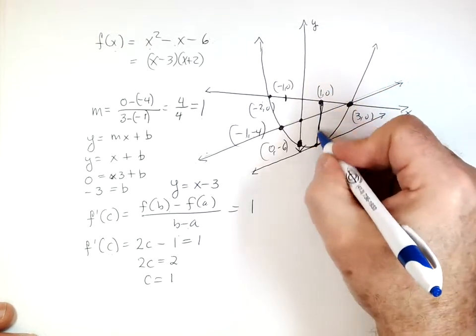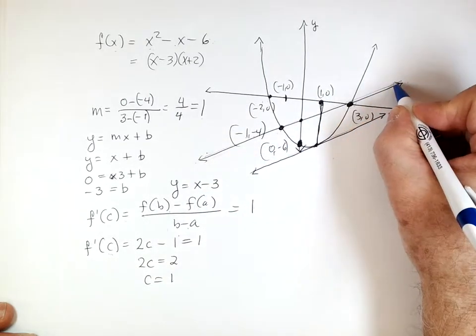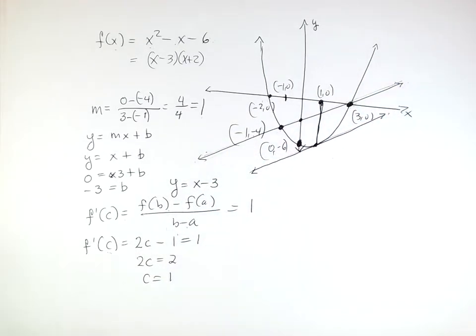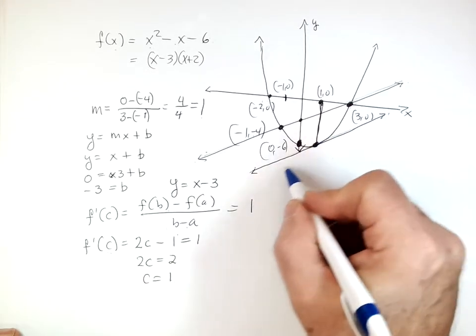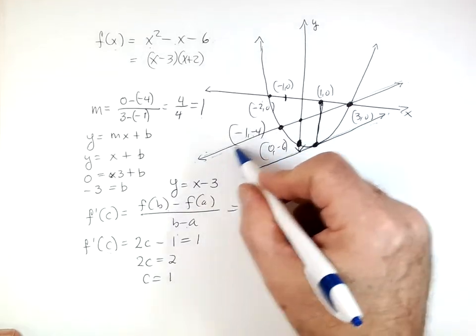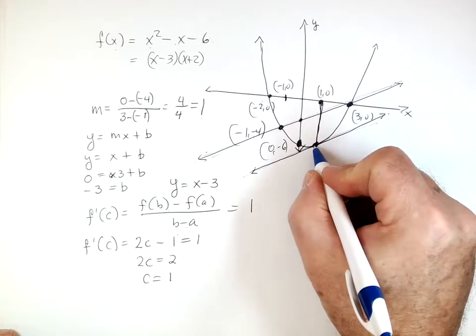At this point where c is equal to 1, the slope of the tangent line is equal to the slope of the secant line. Okay? So c equals 1. That's the answer to part B. It says find the equation of the tangent line through c. We know the slope of this line is the same as the slope of the secant line, which is 1. We need the point here.